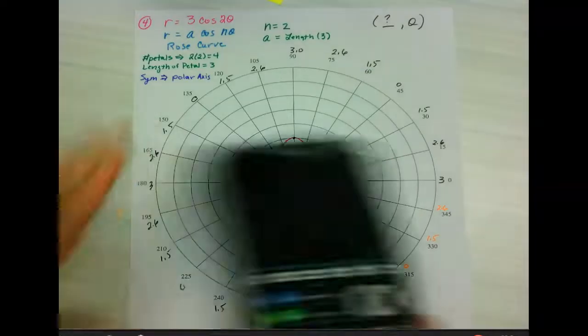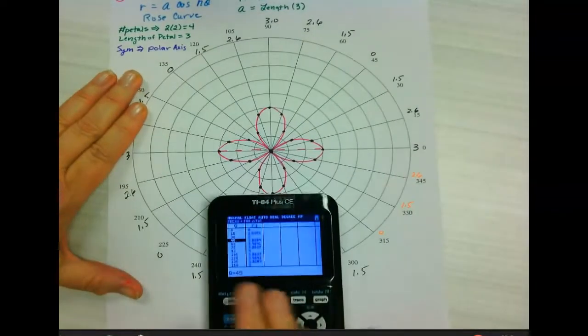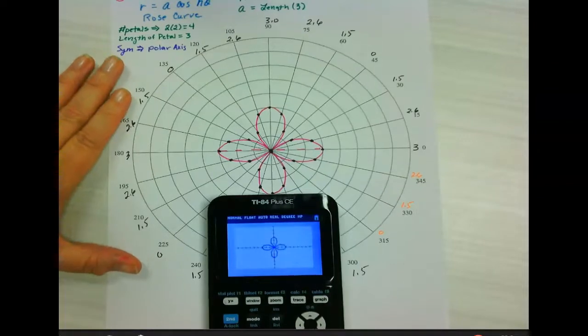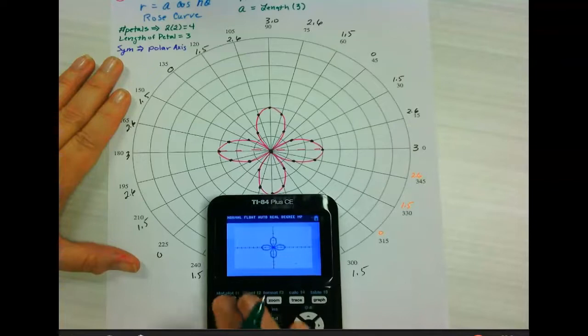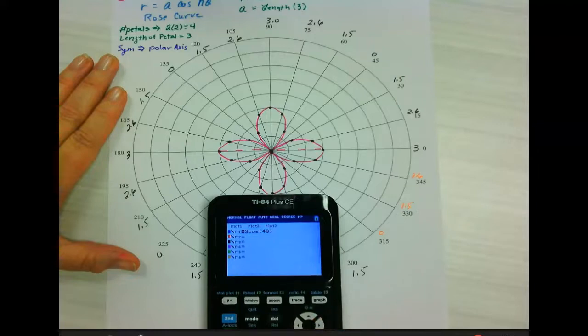So let's look at this one on the calculator for a minute. I'm going to do y equals, and I'm going to do 3 cosine 2 theta. So I get my graph there. That's what you see. If I wanted to change the number of petals, remember that this number in here says that. So let's say I want to change it to 4 petals and keep it even. And then when you see the graph, it looks like that.